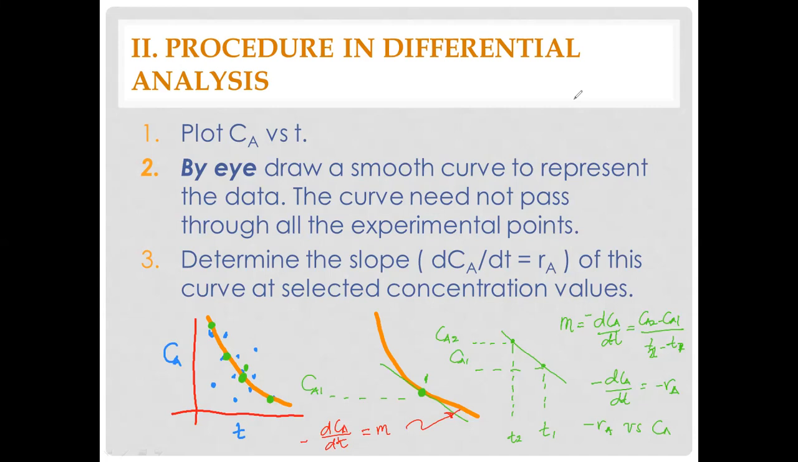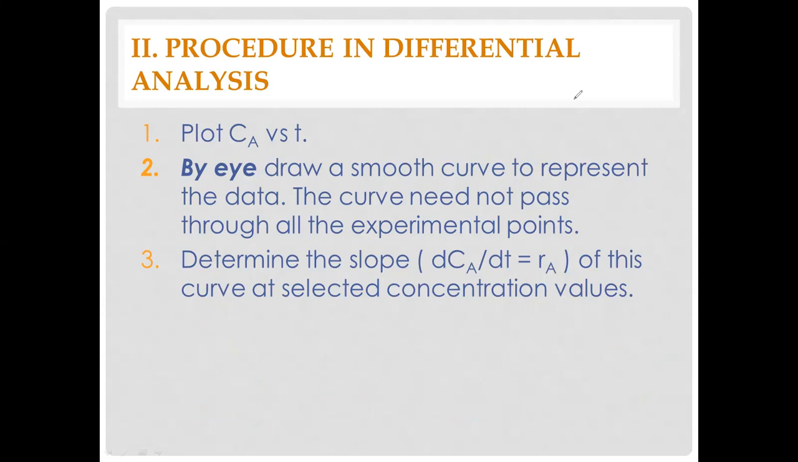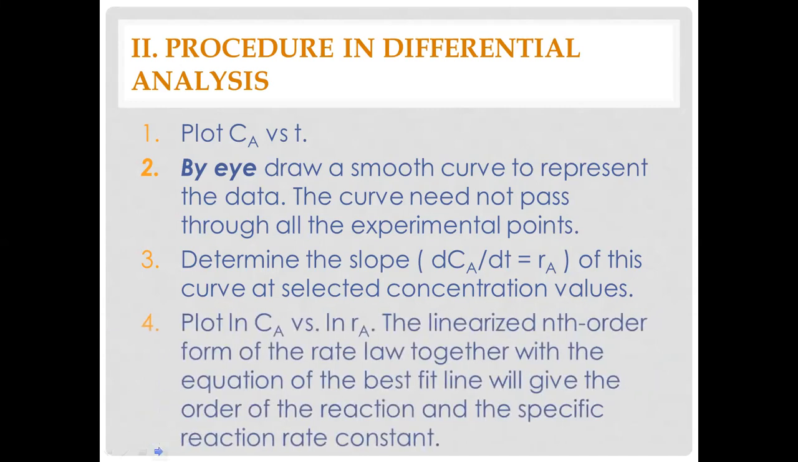Oh, done. Sige. So I'll close my drawings here. So the next thing that you're going to do is this. Plot ln CA versus ln RA. The linearized nth order form of the rate law together with the equation of the best fit line will give the order of the reaction and the specific reaction rate.